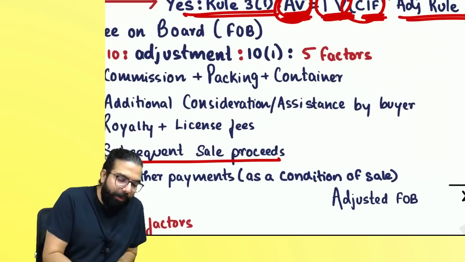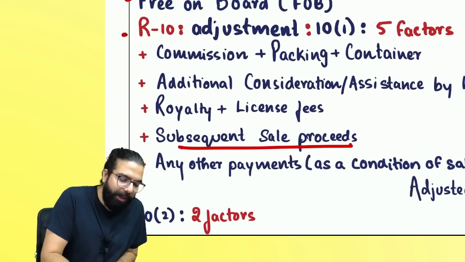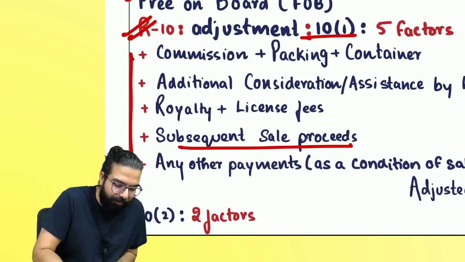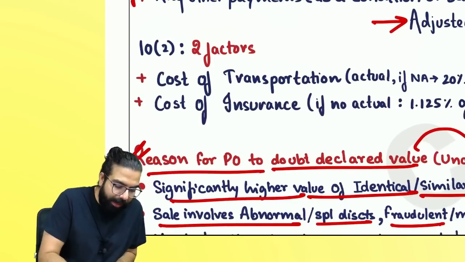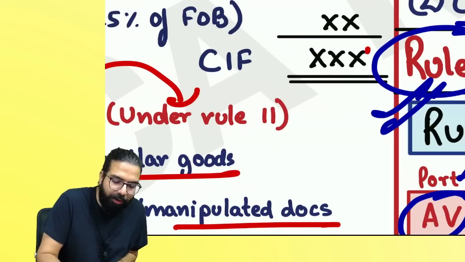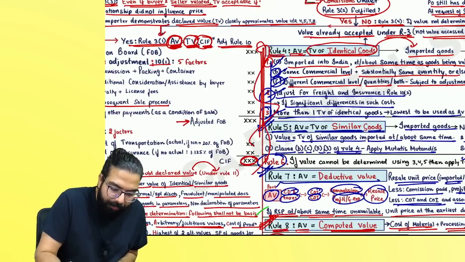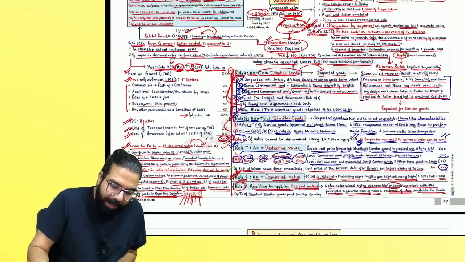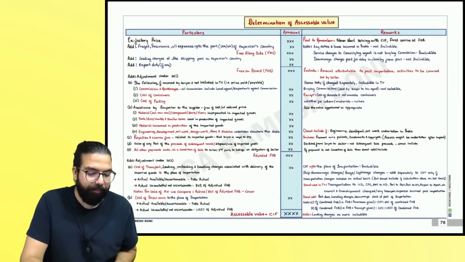And rule number 10, so basically when you start rule number 10 adjustment, you should always start with FOB. On FOB you should do the rule 10(1) adjustments, which are 5 adjustments over here. And then you will get adjusted FOB. And on that, you should do the 10(2) adjustment, cost of transportation and cost of insurance, and you will arrive at the CIF. This paragraph, I've zoomed it and I've elaborated in the next chart, which is more in detail. Please come to the next chart, everyone.